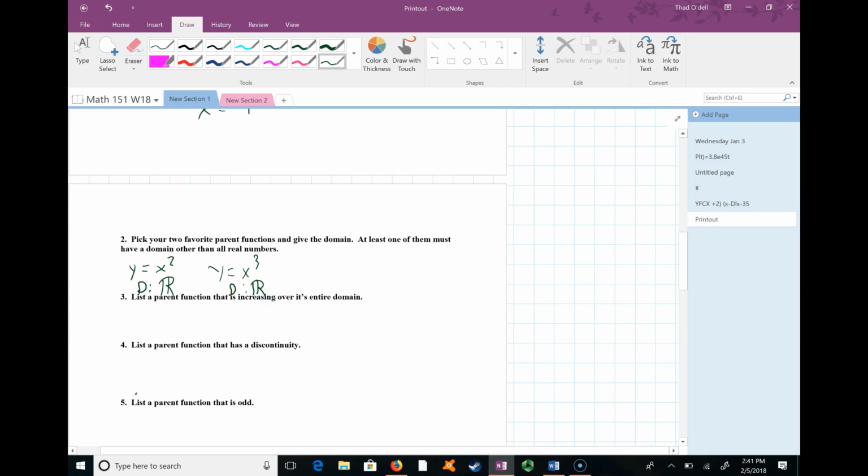The ones that are not all real numbers would be y equals square root of x, because that's just from 0 to infinity. And y equals 1 over x, and y equals 1 over x squared. Those would both be from -infinity to 0, union 0 to infinity. So in other words, everything but 0. So there's a couple examples.